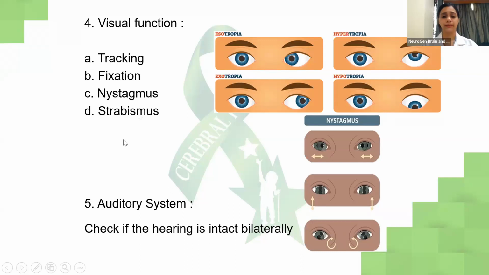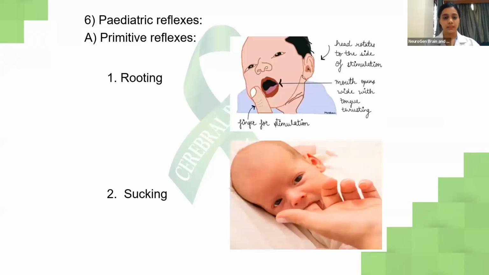if you see it. Then the auditory system: check if the child's hearing is intact bilaterally. You speak to the child, you play him some music, you ask the parents if the child responds to whatever sound. The auditory system also needs to be examined. Moving on to the pediatric reflexes.